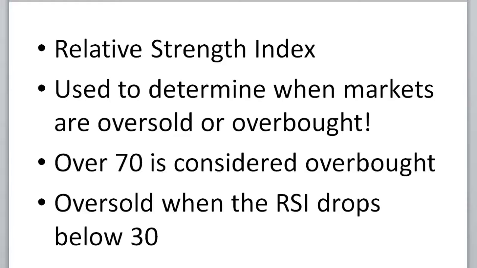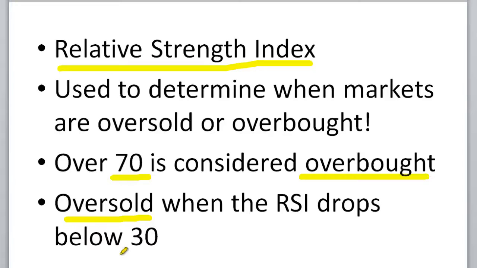Okay, so let's go straight ahead to what is RSI. RSI stands for Relative Strength Index. It is an index used to determine when markets are oversold and overbought. The standard formula is that if a trading instrument is over 70, it's considered to be overbought, and something's considered to be oversold when the RSI drops below 30. So once again, it's used to say when things are overbought and when things are oversold.